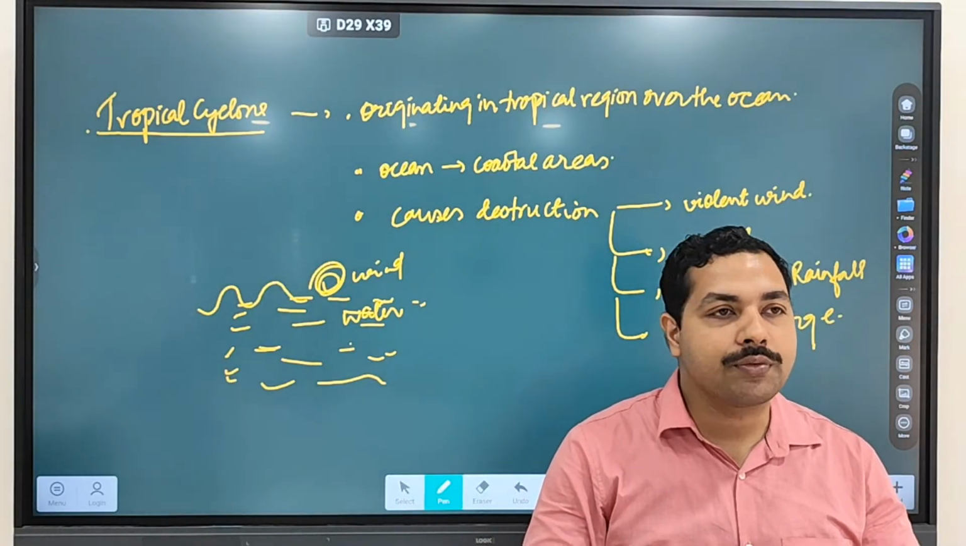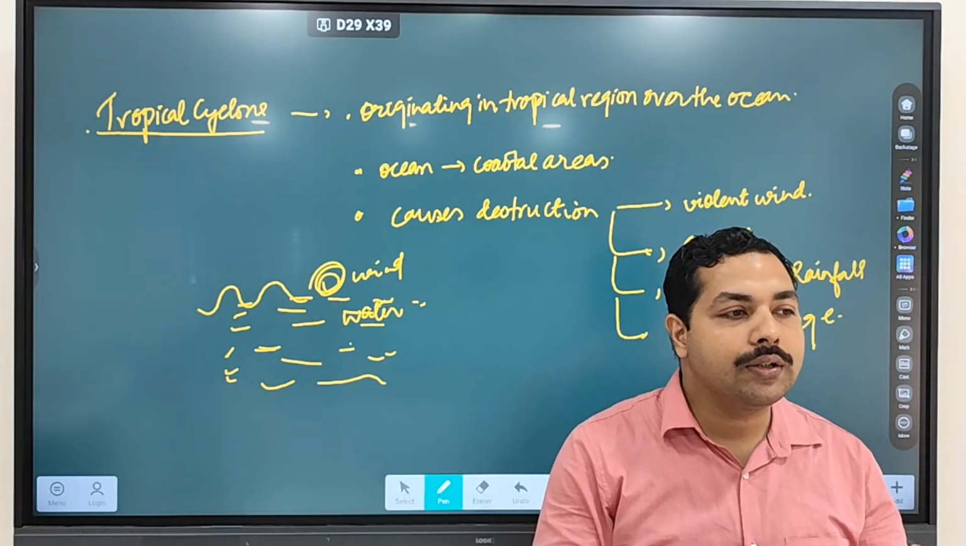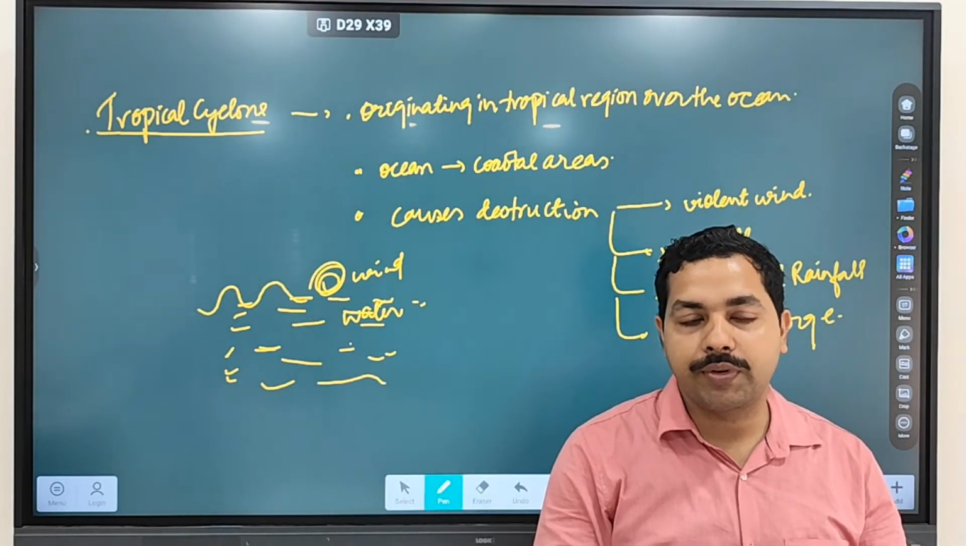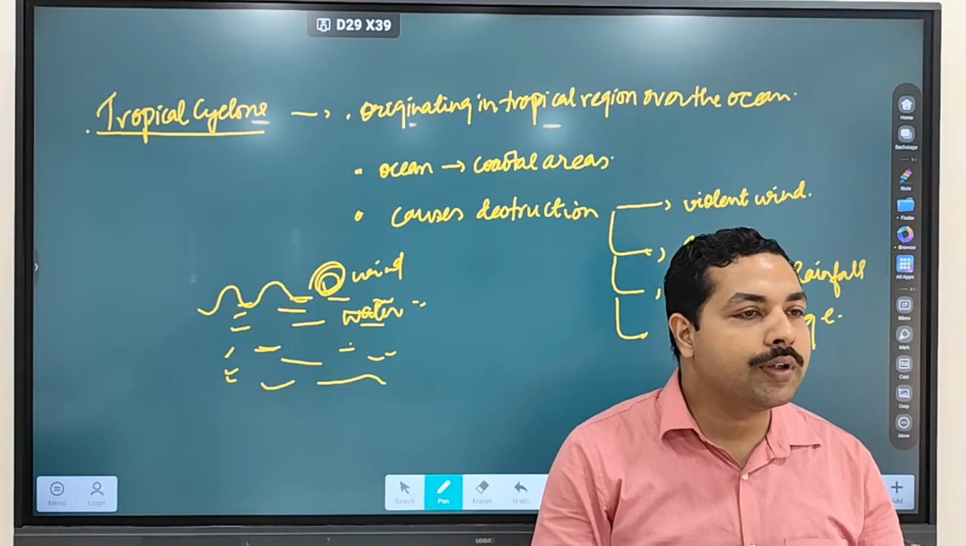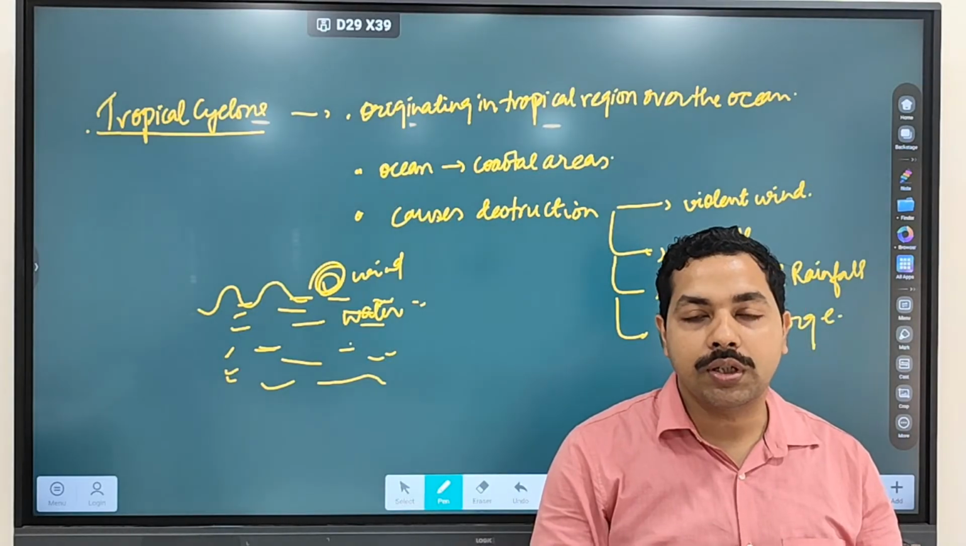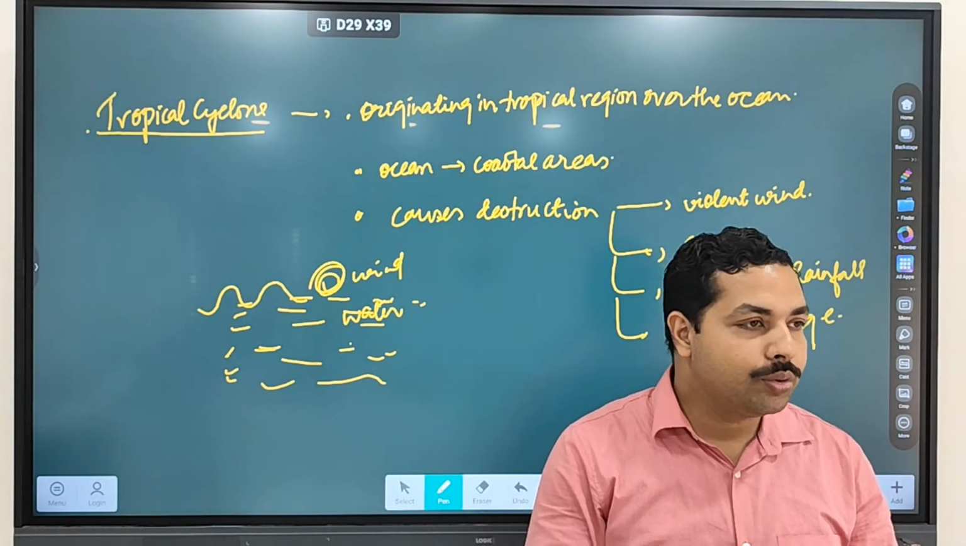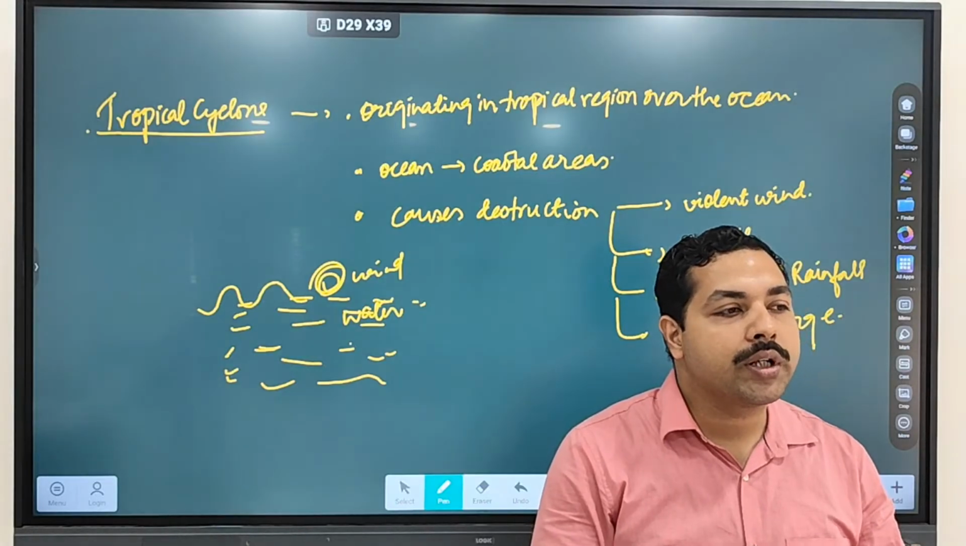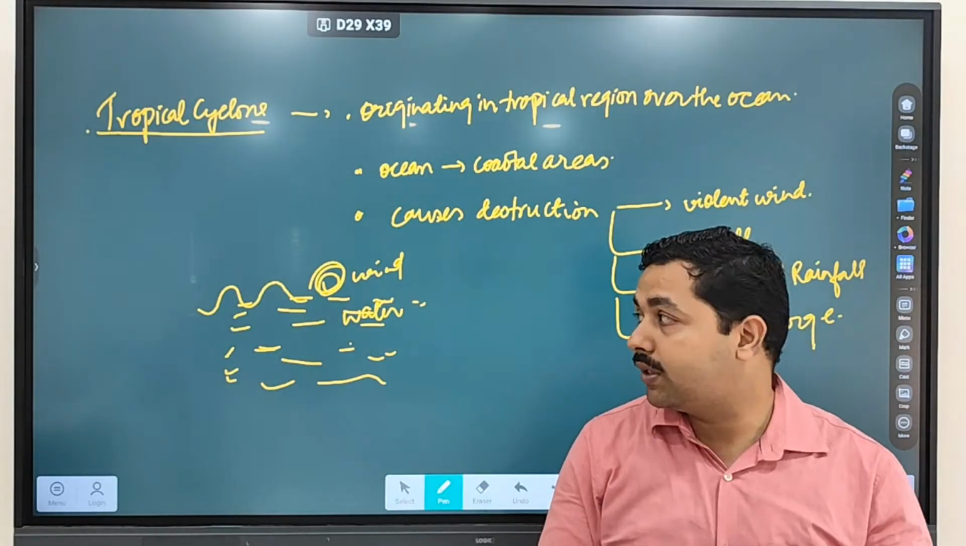So tsunami waves are what? We have written that these are long wavelength waves. Tsunami waves are which type of wave? Long wavelength wave. Why are they generated? Due to earthquake, due to volcanic eruption, due to meteorite impact. That is what we have written with regard to tsunami waves.